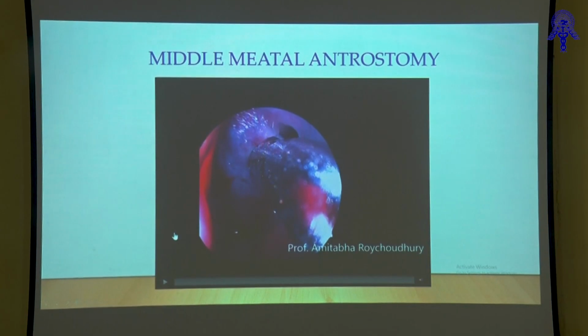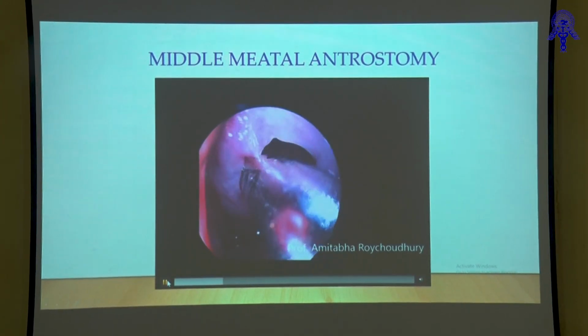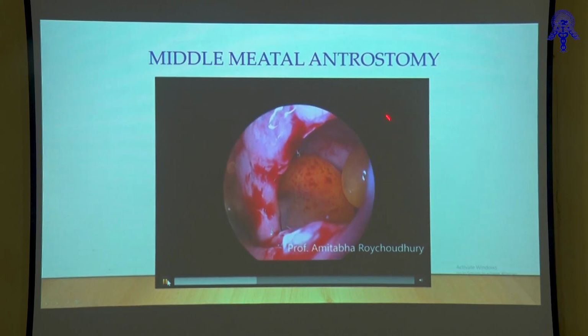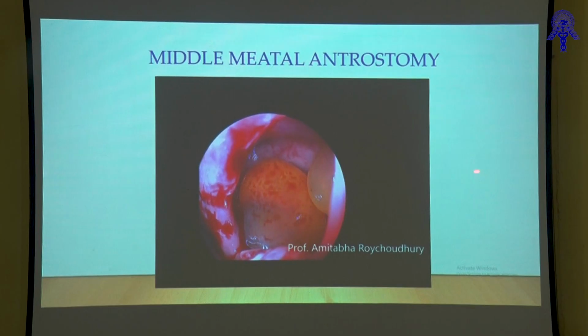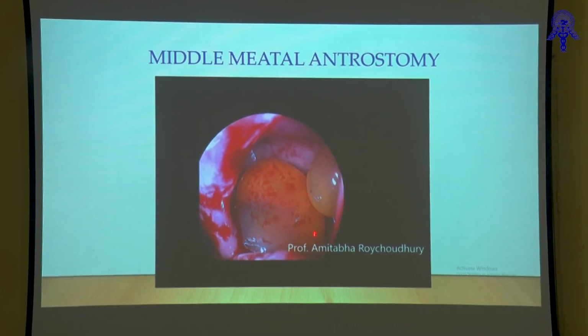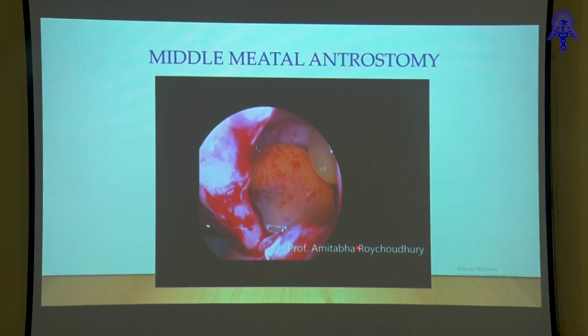Now, after doing an uncinectomy, this is a middle meatal antrostomy. You will see that this middle meatal antrostomy is being done, and there are cysts inside the left maxillary sinus here. By removing the uncinate process, vertical and horizontal part, you can expose the natural ostium.